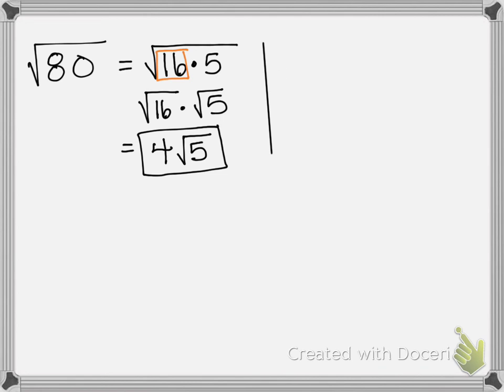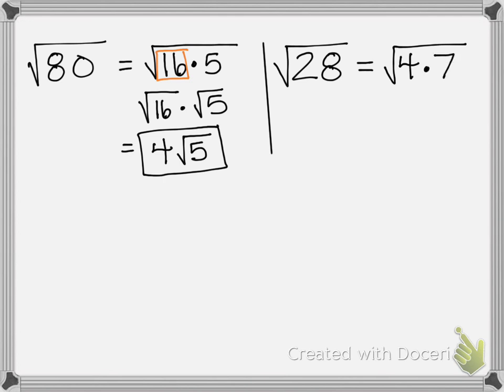Okay, so now you should have simplified the square root of 28, and you paused your video, and now you're going to see if you have the correct answer. So the square root of 28, we want to find a perfect square factor. That would be the number 4, and we're going to multiply that by 7, because 4 times 7 is 28. So this tells us the square root of 28 is the product of radical 4 times radical 7.